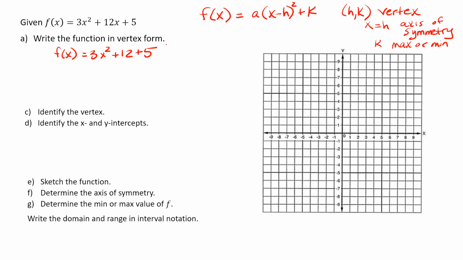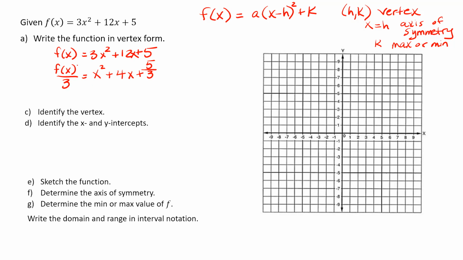Now, we want to complete the square on the right side, but we can't do that because the coefficient of x squared is 3, and we need that to be 1. So what we're going to do is just divide both sides of the equation by 3. So f of x becomes f of x over 3. And then on the right side, you've got x squared plus 4x plus 5 over 3.